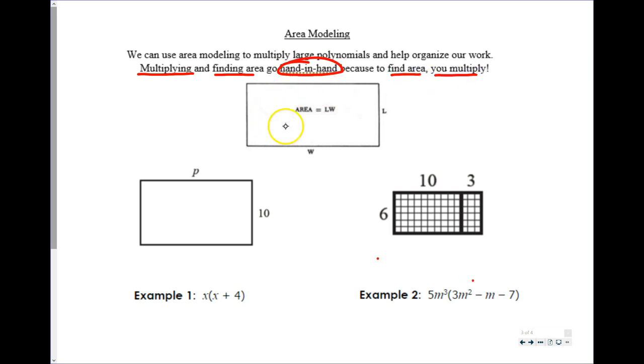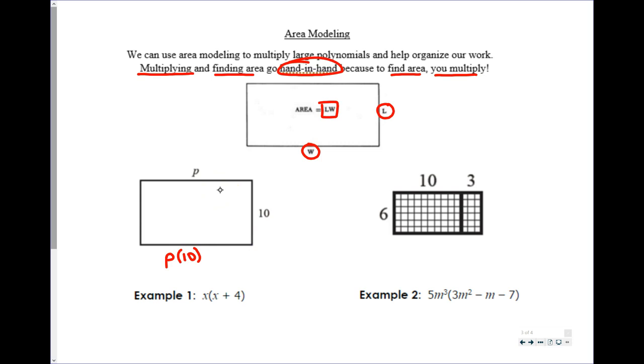So if I look at this first box, area is length times width. I'm multiplying this side by this side to get LW, right? L times W is LW. So similarly, when I'm multiplying polynomials, I'm kind of in a weird way finding area because I'm multiplying one thing by another. Okay, so in this next box, I've got p times 10. I could write that as p times 10, right? That's another way to write in algebra what this box is representing.